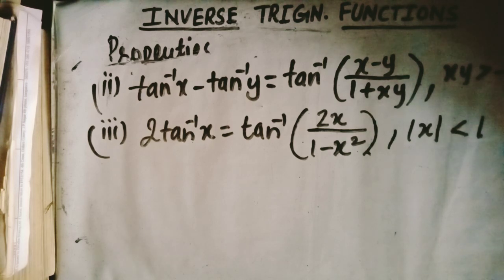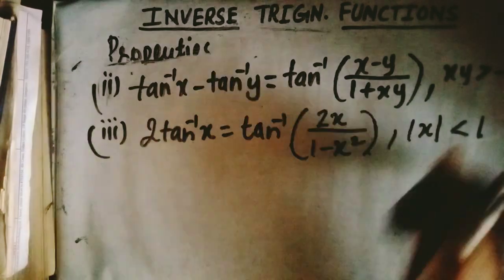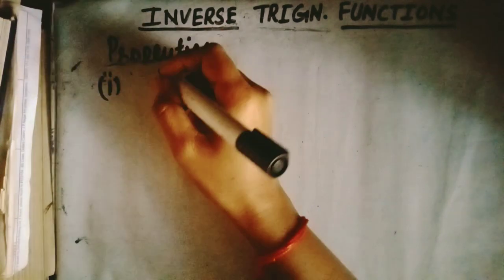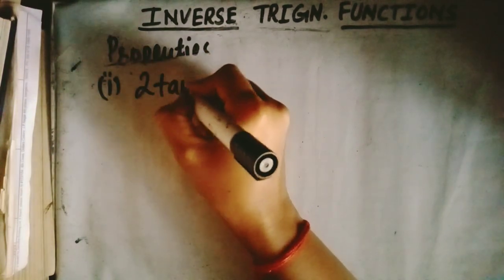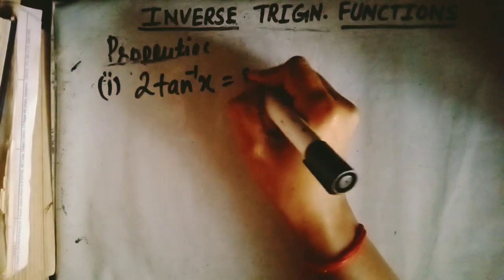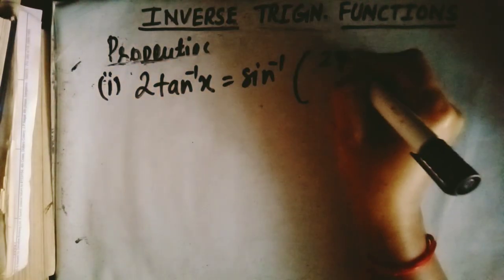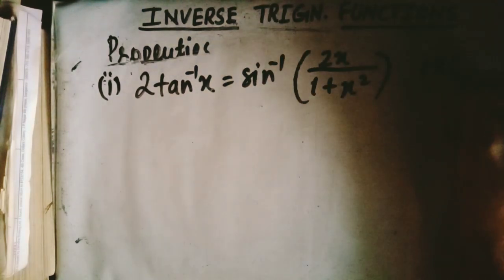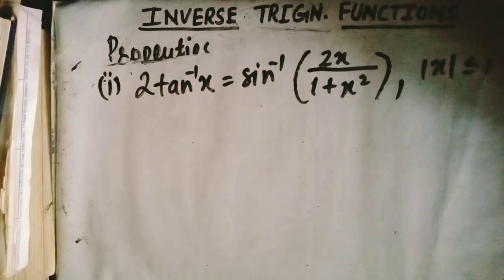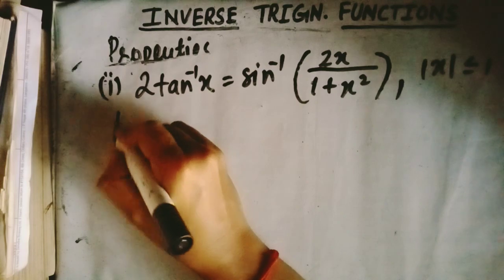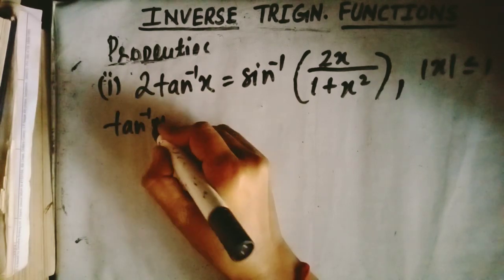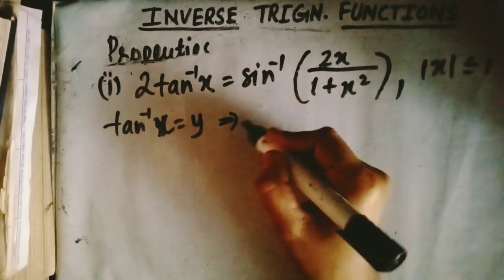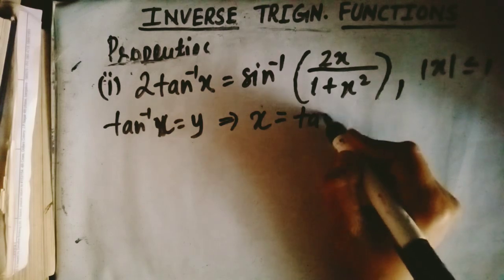Then there is one more set of properties. We'll just quickly go through it. The first one is 2 tan inverse of x is equal to sine inverse of 2x upon 1 plus x square. Let's prove this. Start with tan inverse: let tan inverse of x be some y. So we can write x to be equal to tan of y.